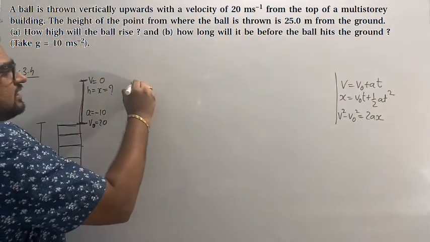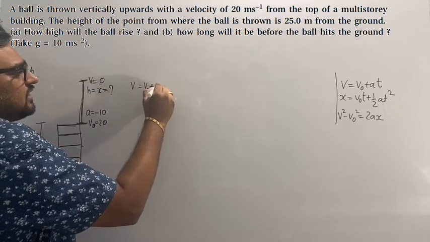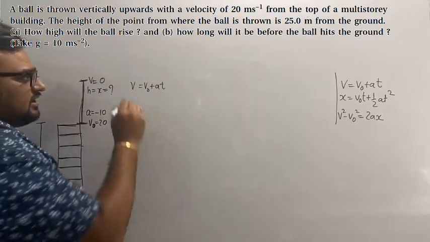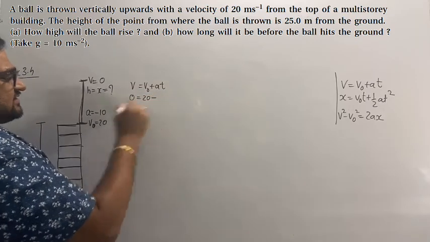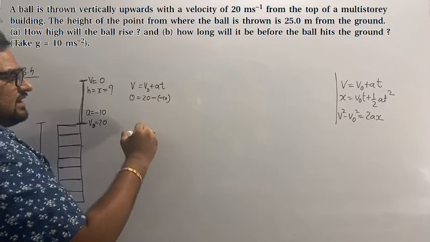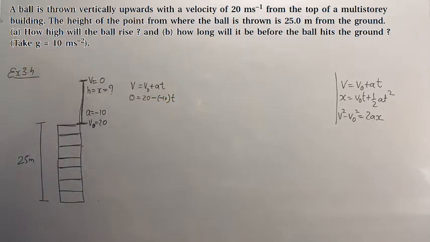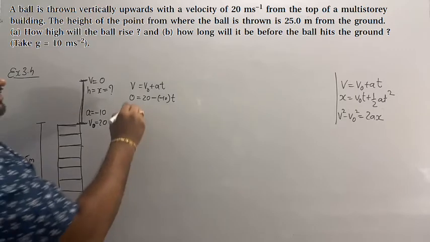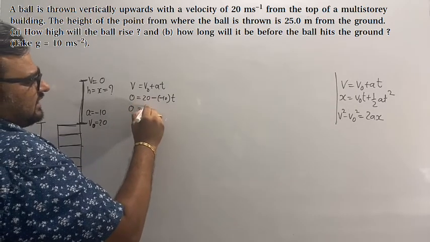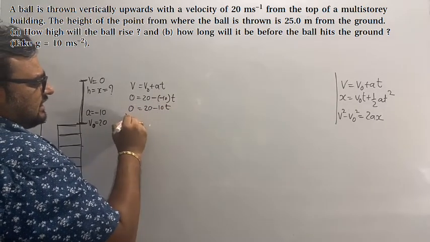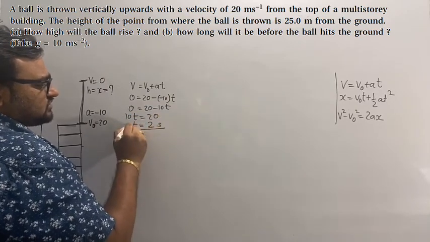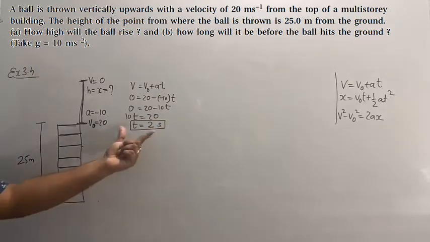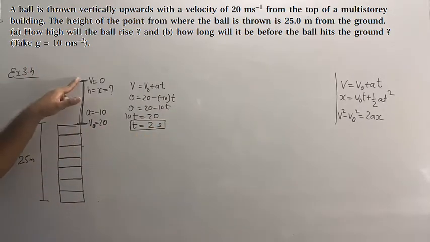So v equal to v0 plus at. What is the final velocity? 0. Initial velocity 20, acceleration minus 10, and time t. So 0 is equal to 20 minus 10t. 10t is equal to 20. t is equal to 2 seconds. I got the time. The time taken to reach the maximum height is 2 seconds.